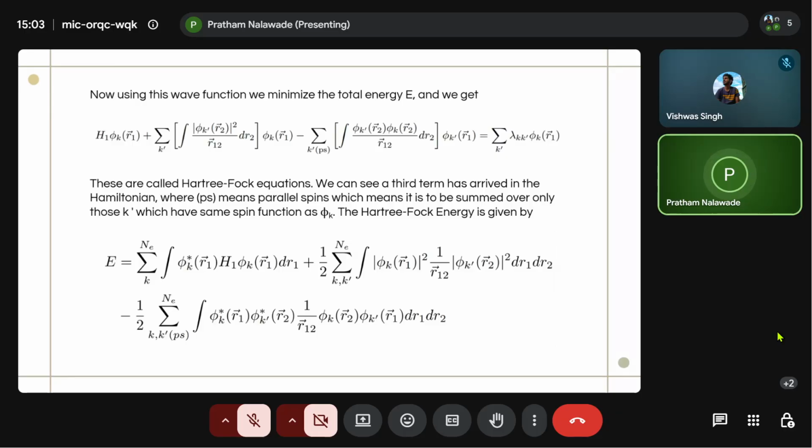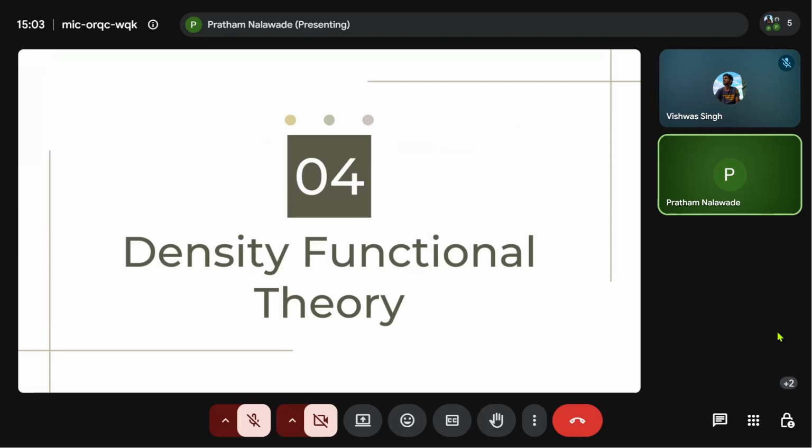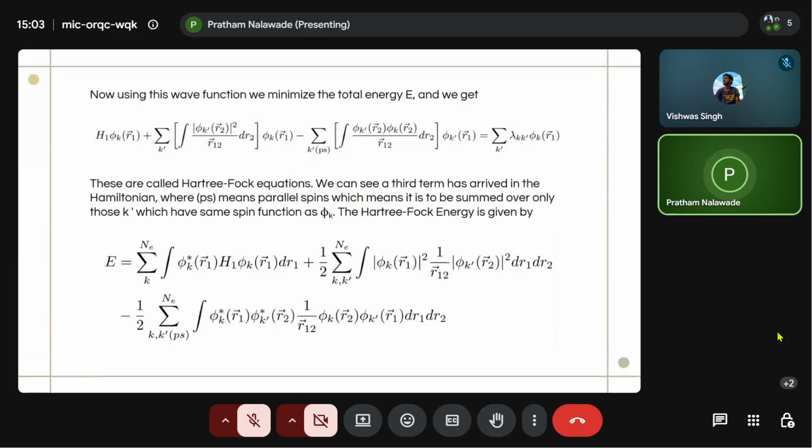And in fact, we know so little about correlation energy. It is defined as exact energy minus the Hartree-Fock energy. That is the only definition we have for the correlation energy. You good?